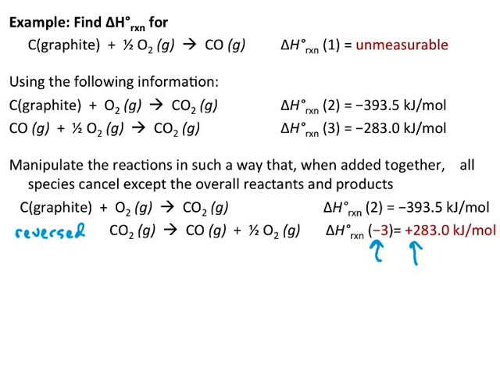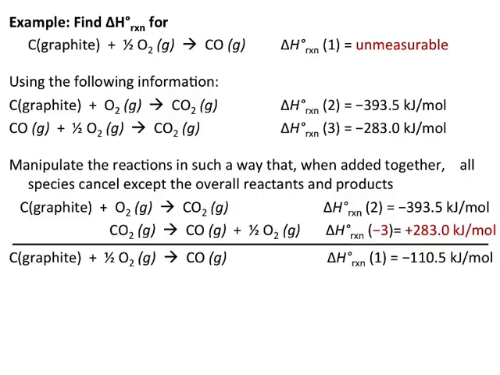Now, since we've reversed reaction 3, we can just add these together, and in doing so, the carbon dioxide is going to cancel out, and then half of an oxygen will cancel out, and it's going to leave us with half of an O2 right here, and then that gives us the equation we're looking for. So here's the sum, and that's perfect. That's what we're aiming at.